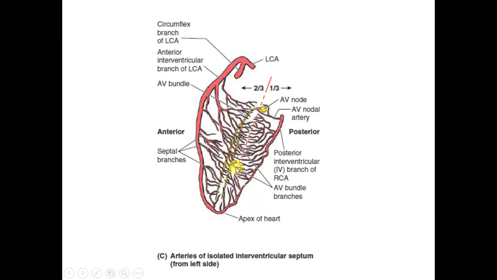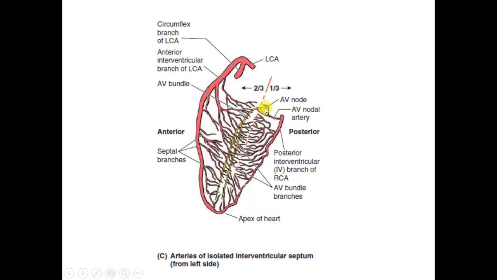So here is shown the anastomosis of the arteries of the isolated interventricular septum from the left side. Here you can see it's the anterior interventricular artery which is giving branches to the septum, except the posterior one, where the posterior interventricular artery branch of the right coronary artery is supplying the interventricular septum.